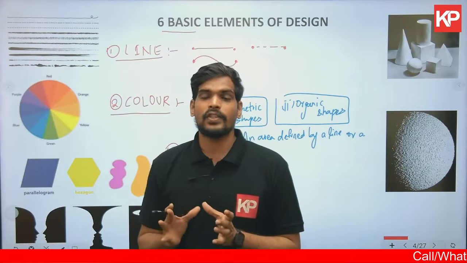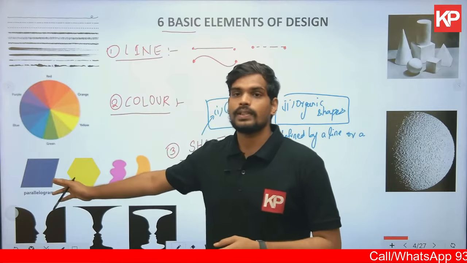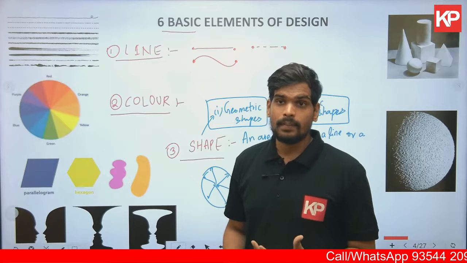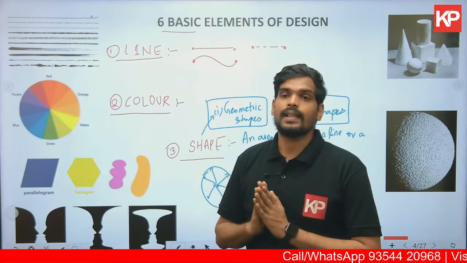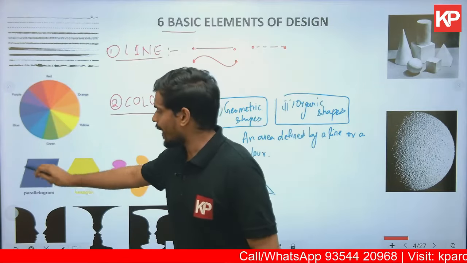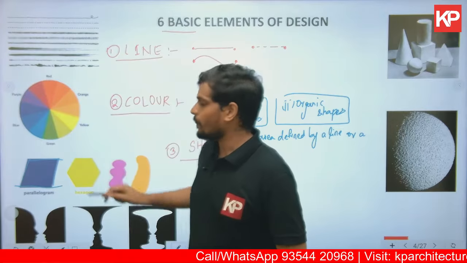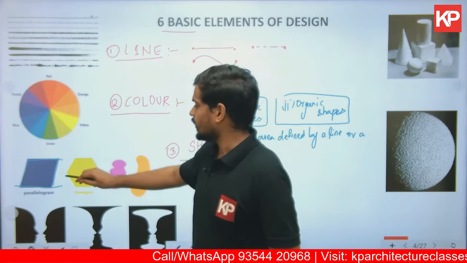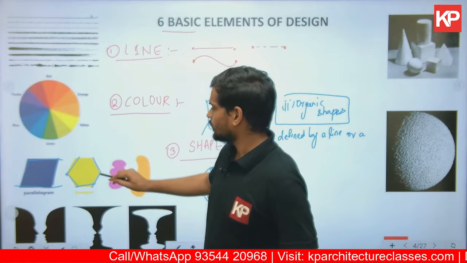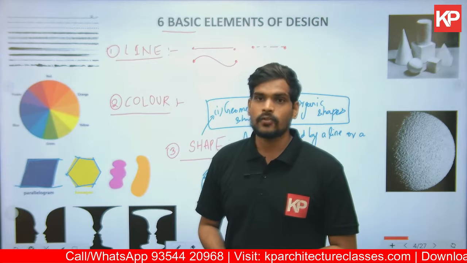So any shape which is formed, here you have a parallelogram. What is a parallelogram? It is a four-sided polygon in which the opposite sides are parallel to each other. These two are parallel. The other two opposite sides are parallel again. What is a hexagon? It is a six-sided polygon which is formed by six lines joining, right?